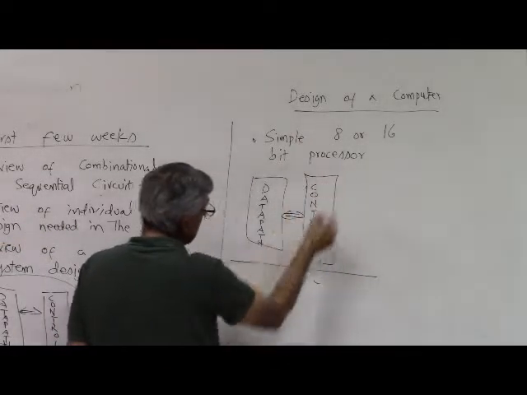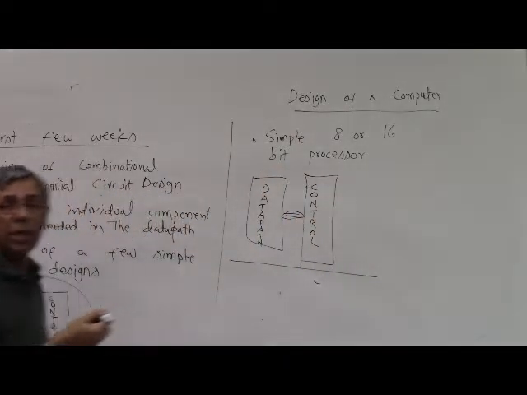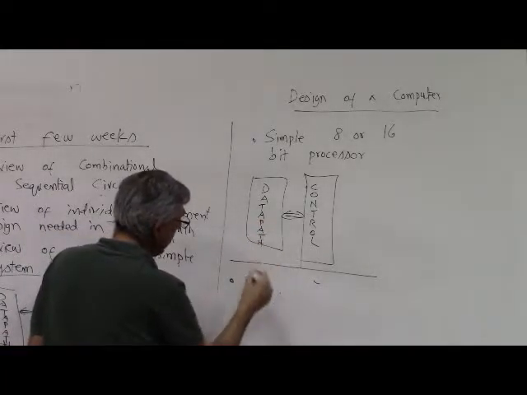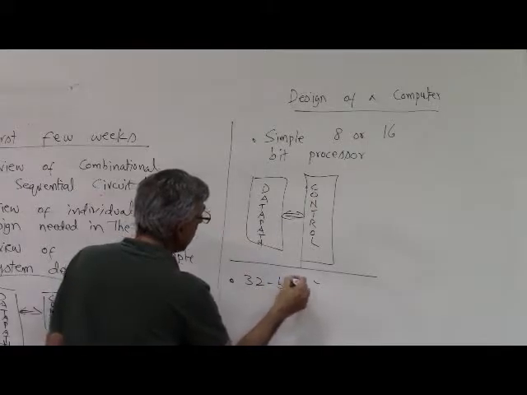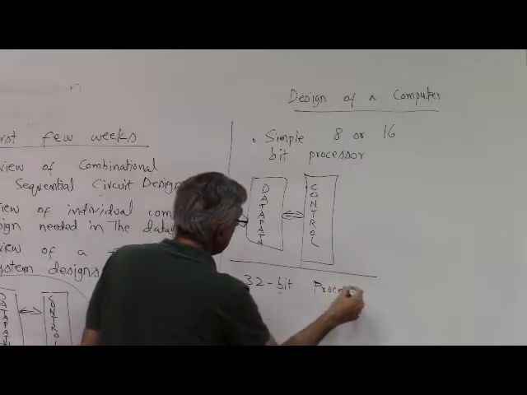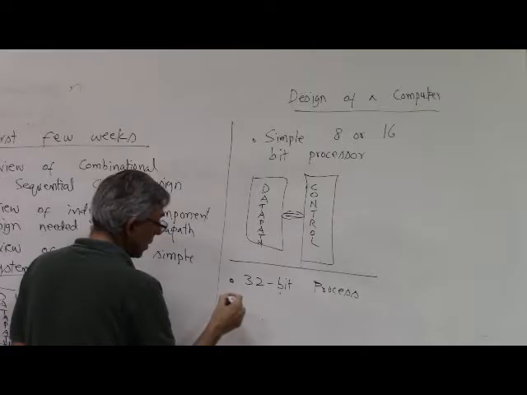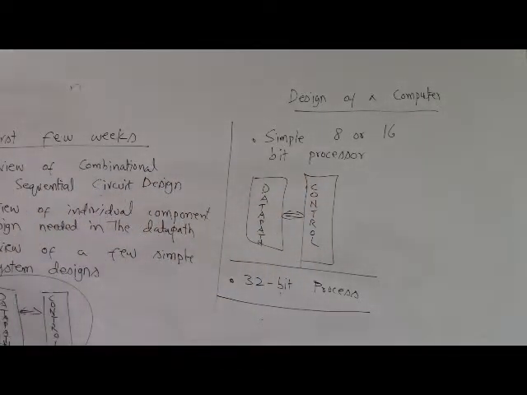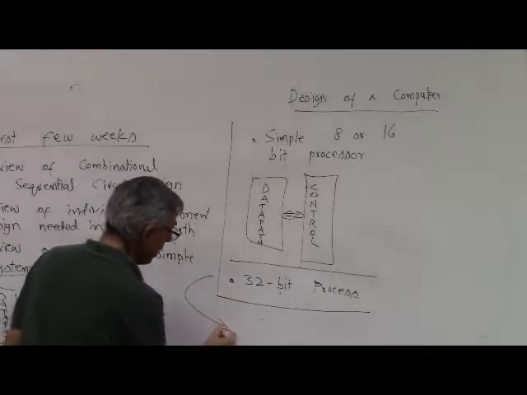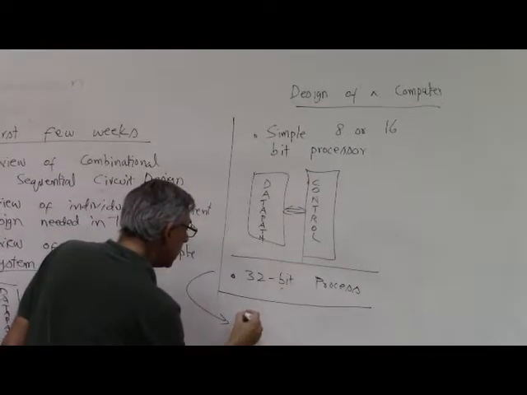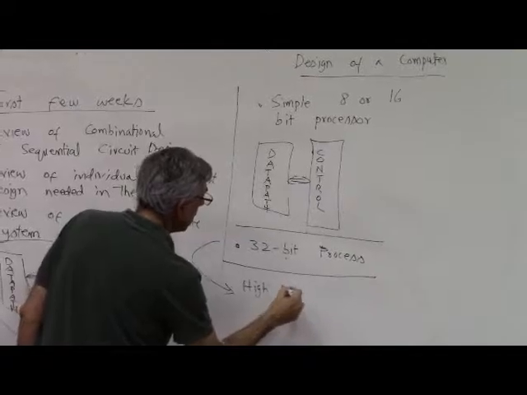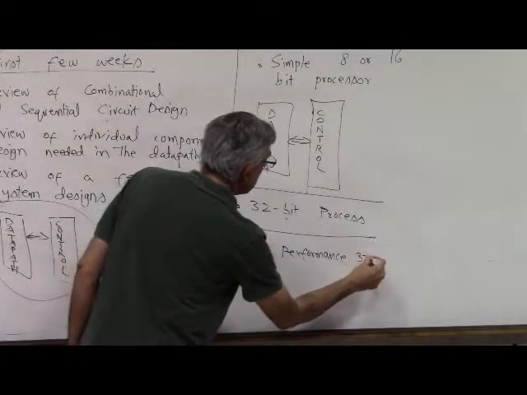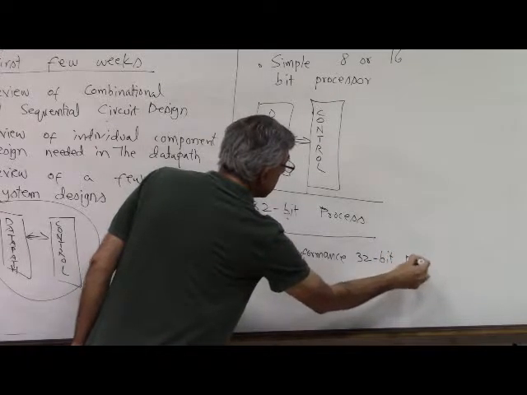So once we understand how a simple processor can be designed, then we will make it more advanced. So we'll create a 32-bit processor. Okay, so make it more advanced. Okay, then we will go further and make it a high performance 32-bit processor.